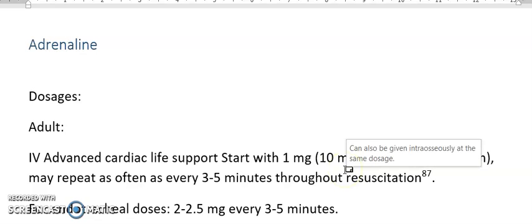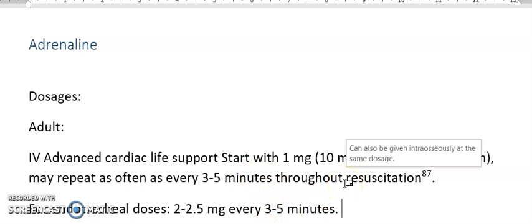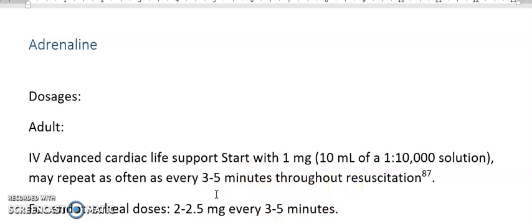So 1 milligram is 10 mils of a 1 to 10,000 solution, and we might repeat this dose, 10 mils, as often as every 3 to 5 minutes throughout the process of resuscitation. So when we are resuscitating a patient, we might give 10 mils every, say, 5 minutes. Repeat 10 mils, and then 10 mils, which is 1 milligram.